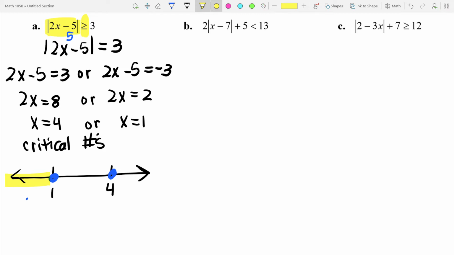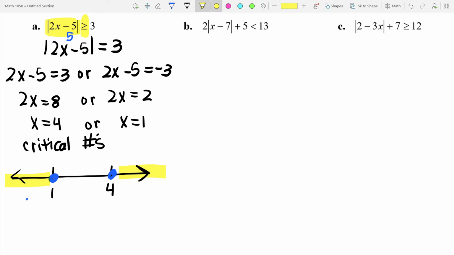Okay? So, test a 2. 2 times 2 is 4, minus 5 is a negative 1, absolute value of negative 1 is a 1. Is 1 bigger than 3? No. Test a 5. 2 times 5 is 10, 10 minus 5 is 5, absolute value of 5 is 5. Is 5 bigger than 3? Yes. Okay? Almost every single time it's going to go shade, not shade, shade, not shade, it'll alternate.